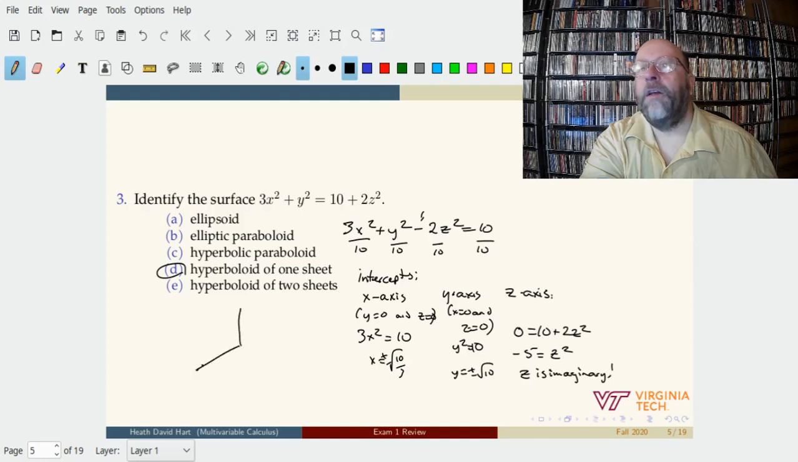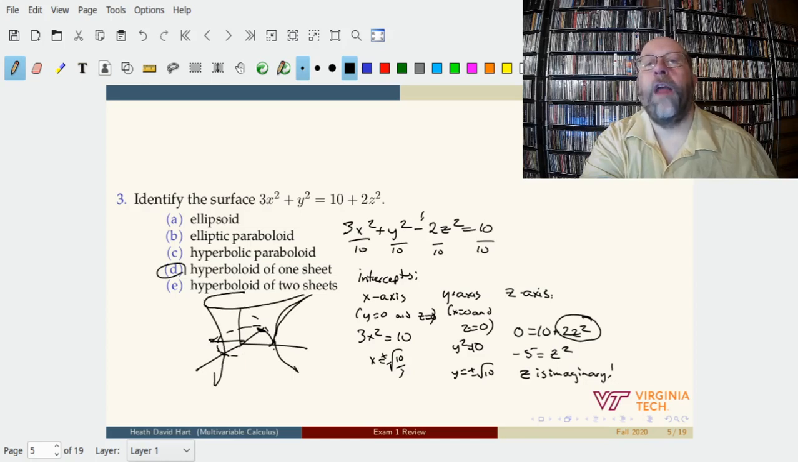And so I know that I'm looking at a shape that has an x-intercept on both sides and a y-intercept on both sides. But there are no z-intercepts. And so instead of curving inwards onto z, where we would cross over the z-axis, there is no place where we cross the z-axis. And so the curvature in the z direction, and we know there is curvature because it's squared and not linear, has to curve away from the z-axis.